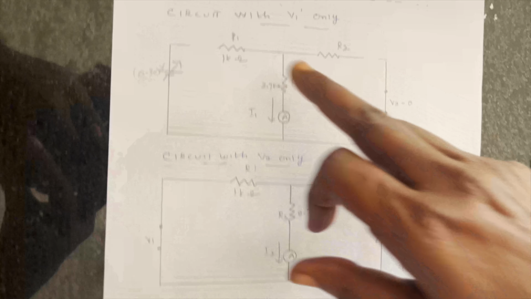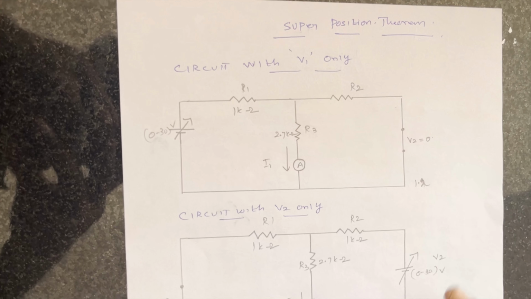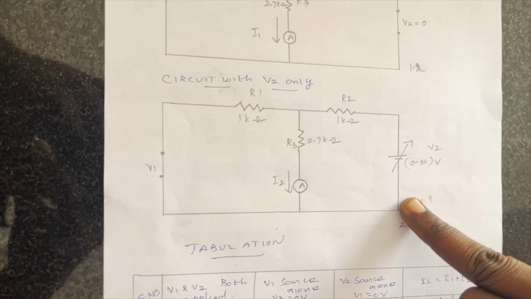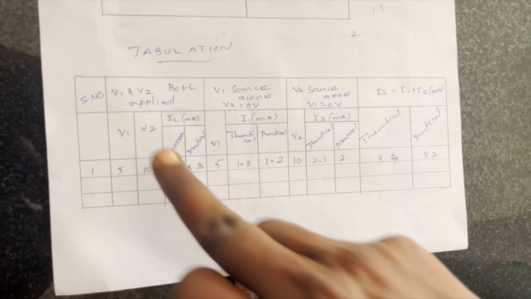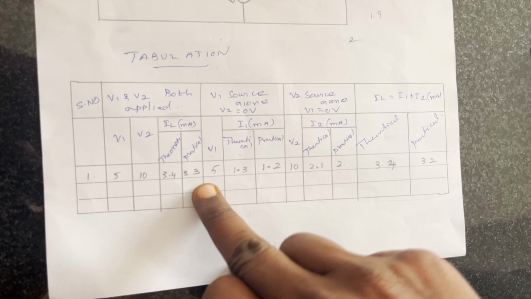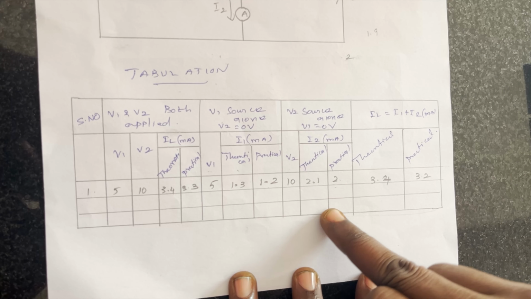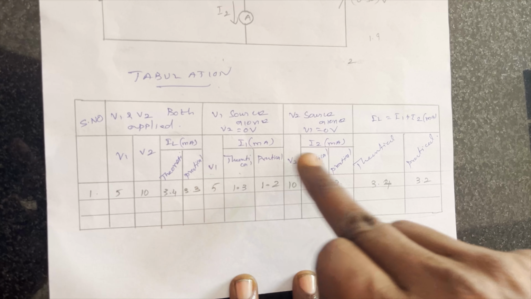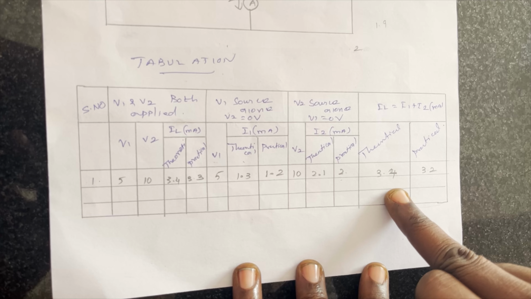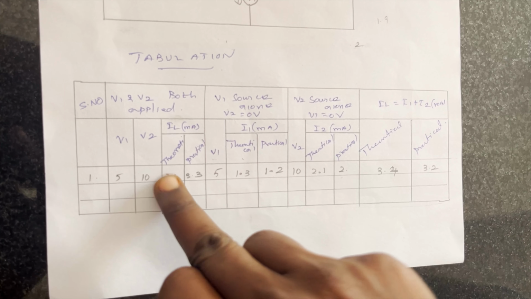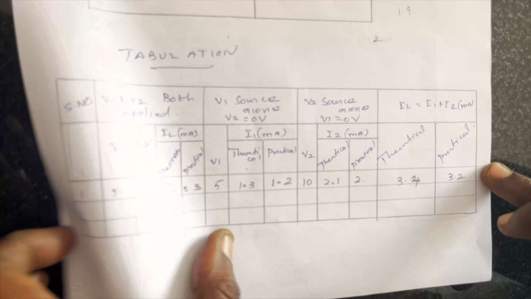After that, the circuit with V1 only, V2 put to 0, we get the V1 result. After that we go for the circuit with V2, with V1 at 0, then we get the V2 result. This is the tabulation. Here V1 and V2 both applied, result. Here V2 equal to 0 volt, result. Here V1 equal to 0 volt, result. After that we have to add I1 and I2, so finally we get this result. We compare it with the result for both sources applied. So this is the procedure.